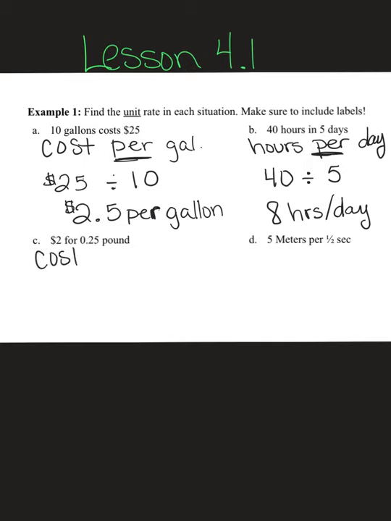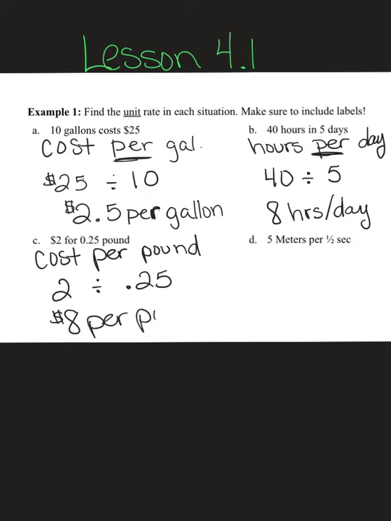So cost per pound, writing that out in word form again. And now I'm going to substitute the cost, which is $2. Per implies division, and we've got 0.25. So we've got 2 divided by 0.25, which is really like taking 2 times 4, which is 8. So for our unit rate, we found $8 per pound.